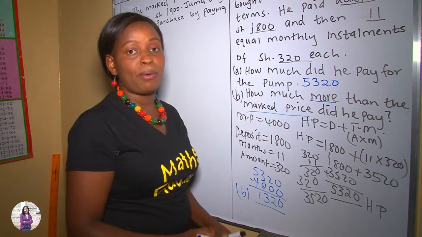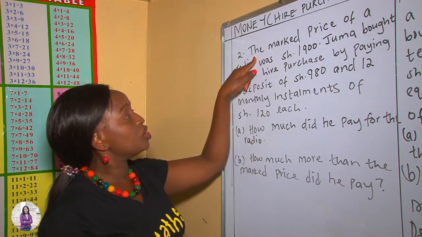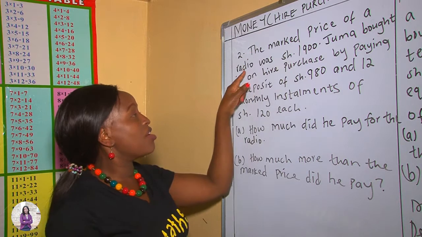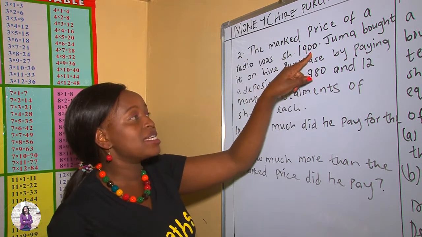Let's do more examples. In this question, we are told that the marked price of a radio was 1,900.